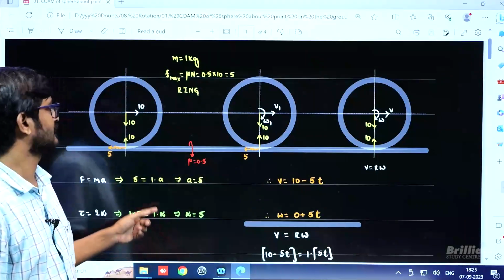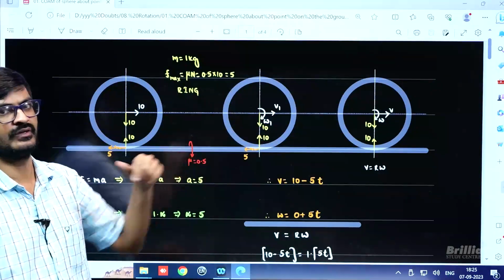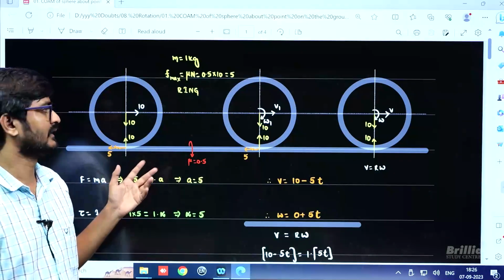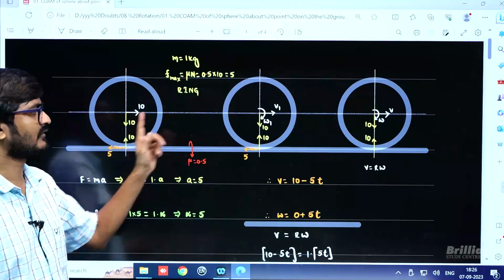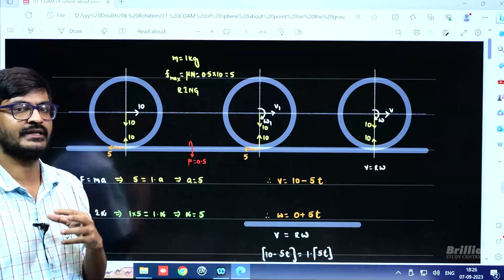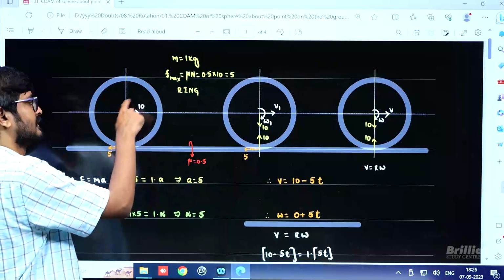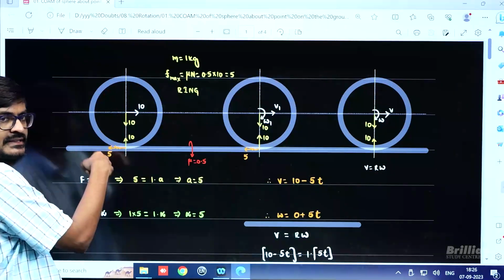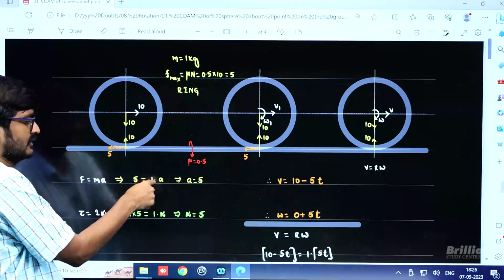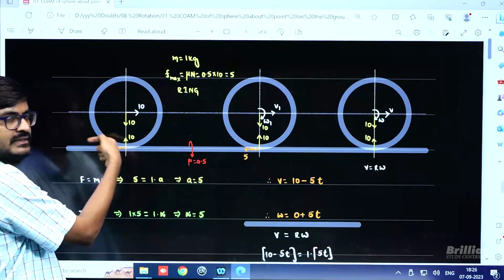For that, we can see velocity is reducing, so we will write V equals u plus at. Similarly, angular velocity is increasing, so we will write omega final equals omega initial plus alpha into t. Now to find acceleration, friction is the only horizontal force, so 5 equals m into a. So acceleration is 5 in this direction.